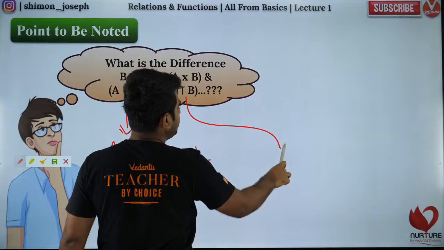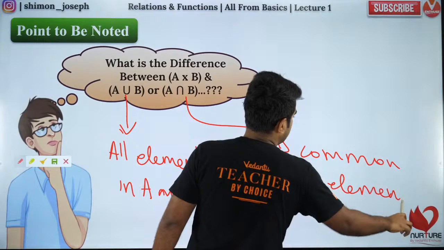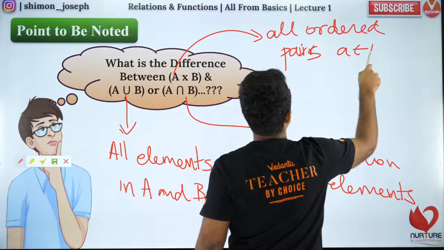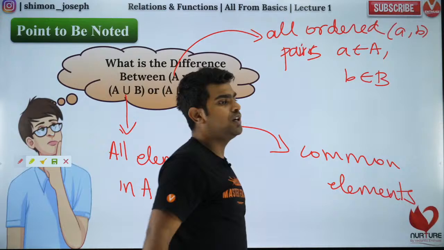And what is A cross B? A cross B means you will get all the ordered pairs, such that a belongs to capital A and b belongs to capital B. All ordered pairs like a comma b. Are you all clear? So they are all different. They are not the same.